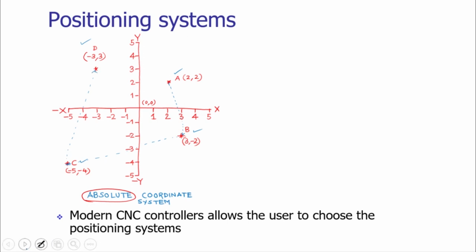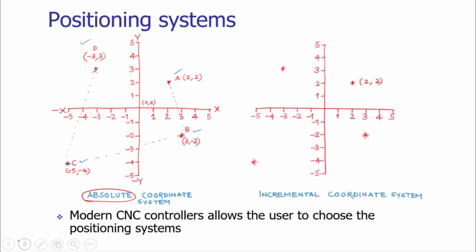Now let us consider giving that in the incremental format. To utilize the incremental coordinate system, the path is very essential. For example, point A, and we need to move from point A to point B, point C and point D. In an incremental coordinate system, we define the location of a certain point with respect to its previous position, with respect to the coordinates of its previous location. It's not with respect to the origin.